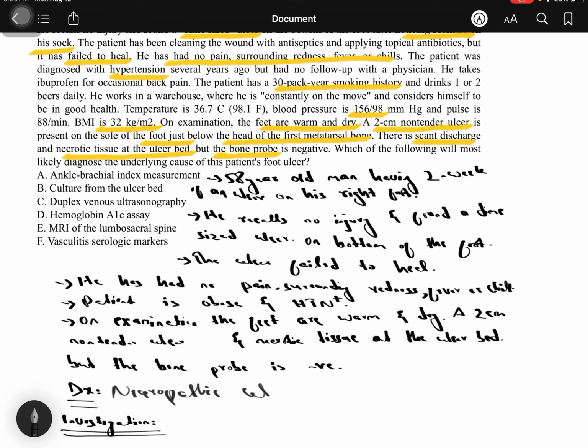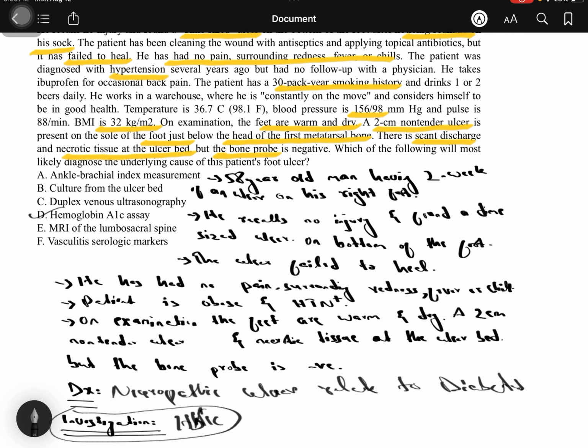The diagnosis of this question is neuropathic ulcer related to diabetes. And for the investigation, here the correct option is choice D, hemoglobin HbA1c.